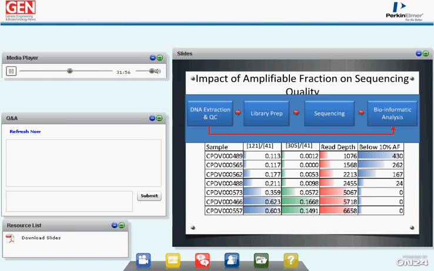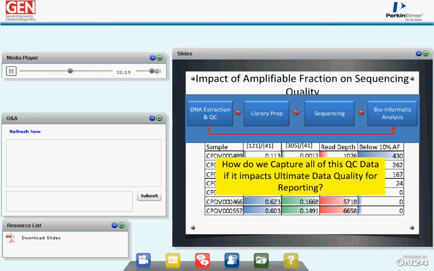So what does this mean? Well, this tells us right off the bat that there's a relationship between the QC at DNA extraction and what we see at the end in terms of the bioinformatic analysis, meaning we need to be able to integrate our QC values from the qPCR quant to really understand what those variants mean that we're detecting at the end of our entire pipeline. And so how do we do that? Well, if this data definitely impacts the final reporting, we need to be able to have systems or tools to be able to do that.